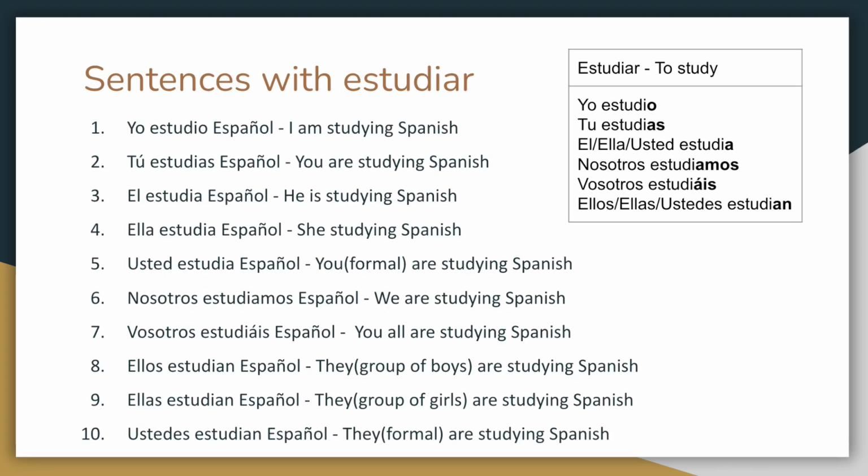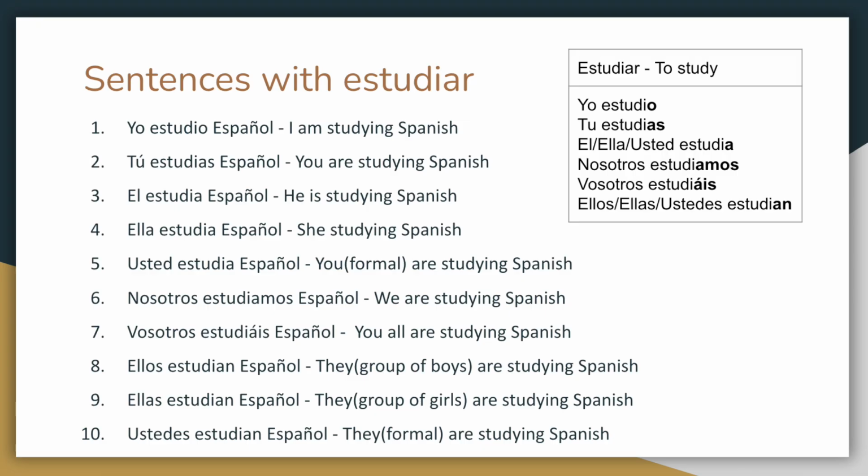So the first one, yo estudio español. Yo means I. The pattern for yo is o. So that's why estudiar has an o at the end. So estudio, and then español means Spanish. So I study Spanish. And you do the same thing for the rest of the pronouns too. So tú estudias español. Tú means you. Estudiar is the verb, and the pattern for tú is as, so it's correct with the pattern. So you are studying Spanish.